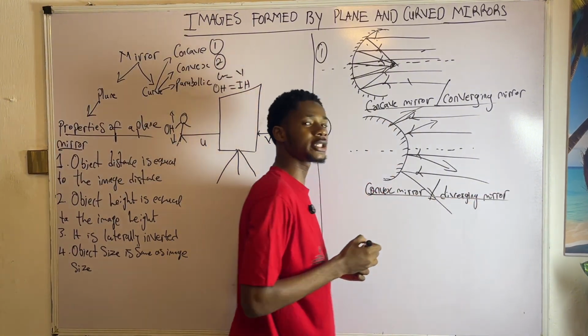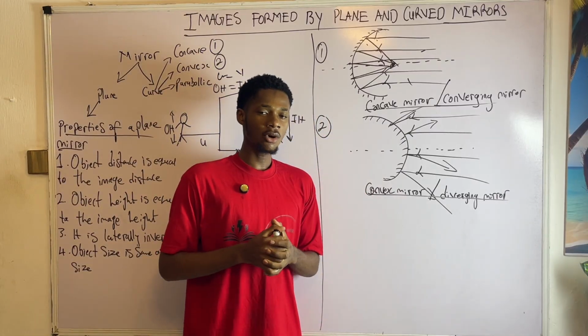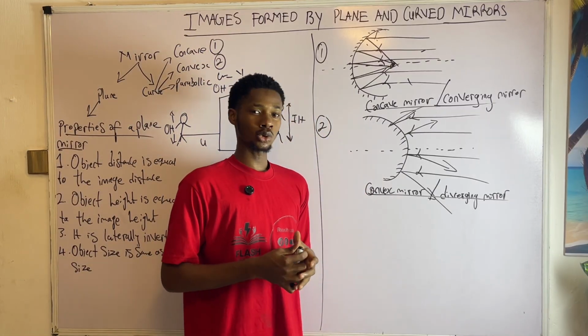Okay, you can either call it a convex mirror or you can call it a what now? A diverging mirror. Very, very easy to understand. Okay, trust me with my explanations, you should be able to understand all of these things.